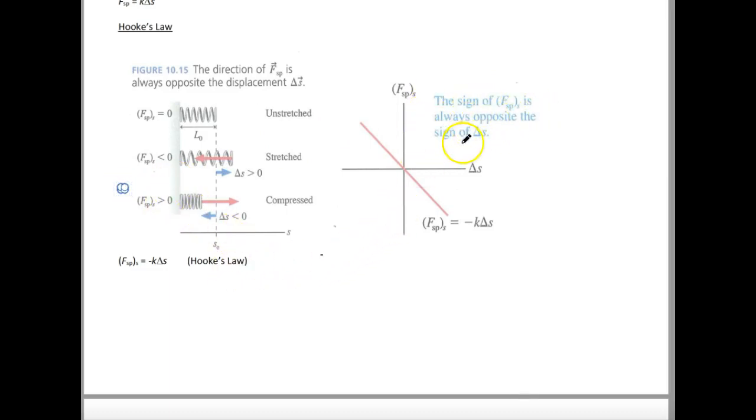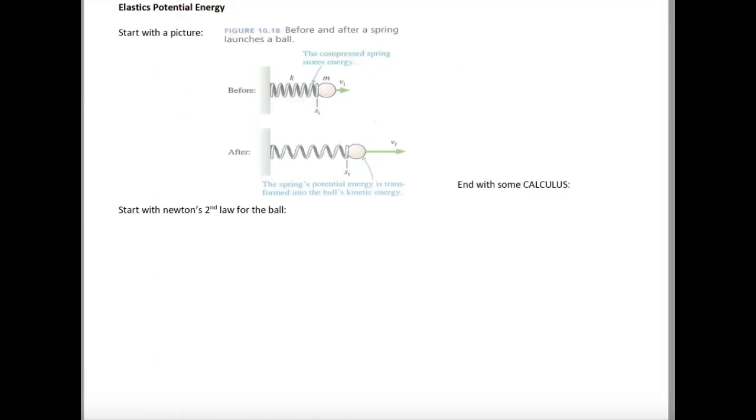The sign of the force is always opposite to the sign of delta S, so the sign of the force is always opposite to the sign of the stretch. So here force is positive, so we get a negative k delta S. So this is Hooke's law, and that is on your AP Physics C equation sheet.